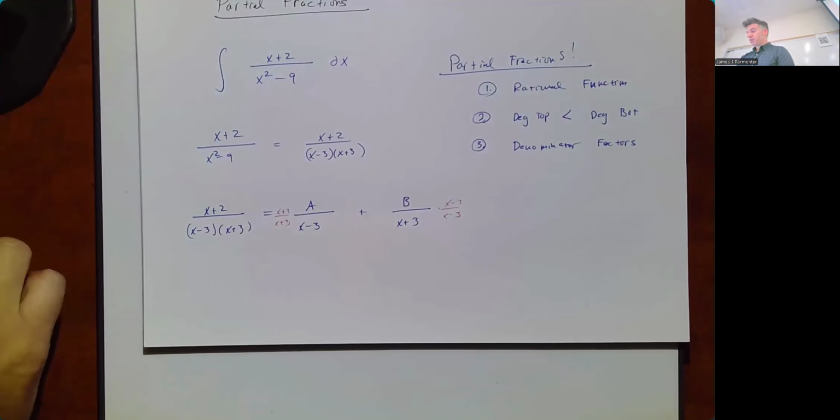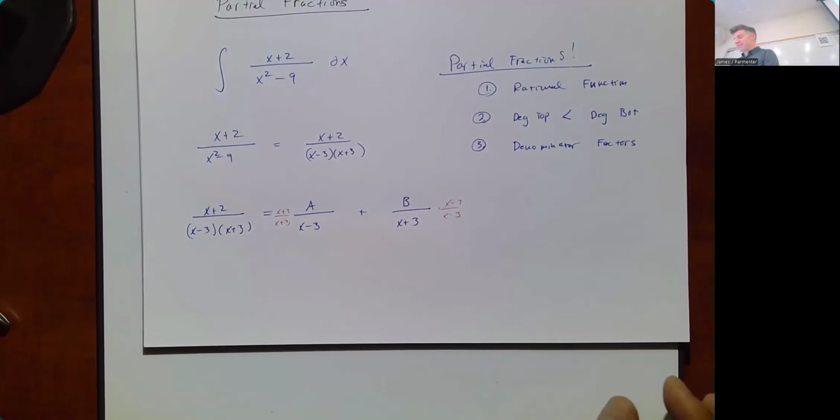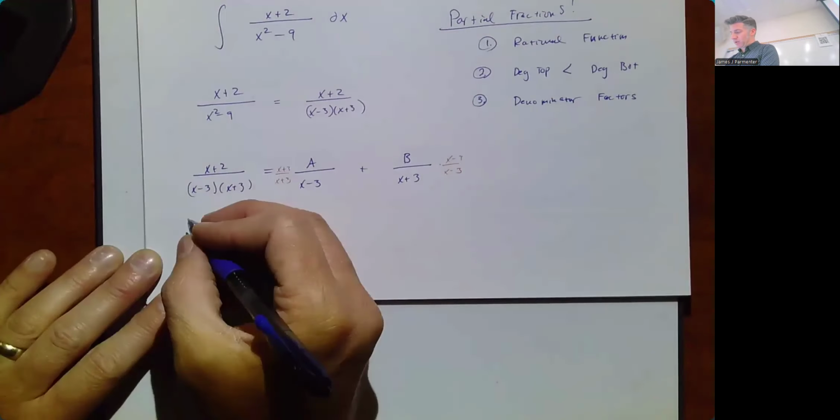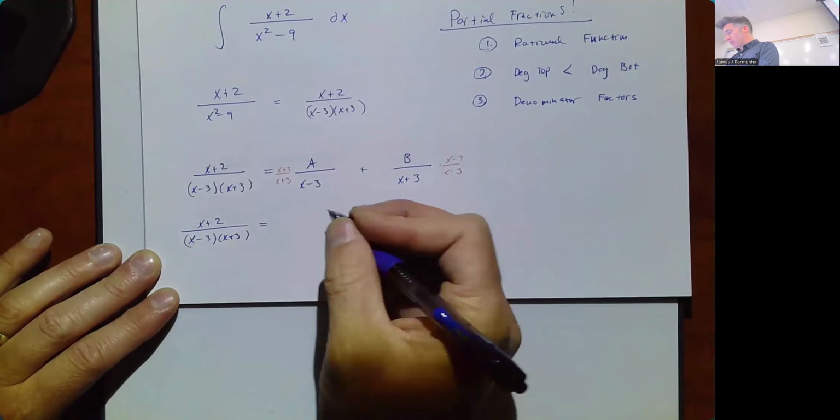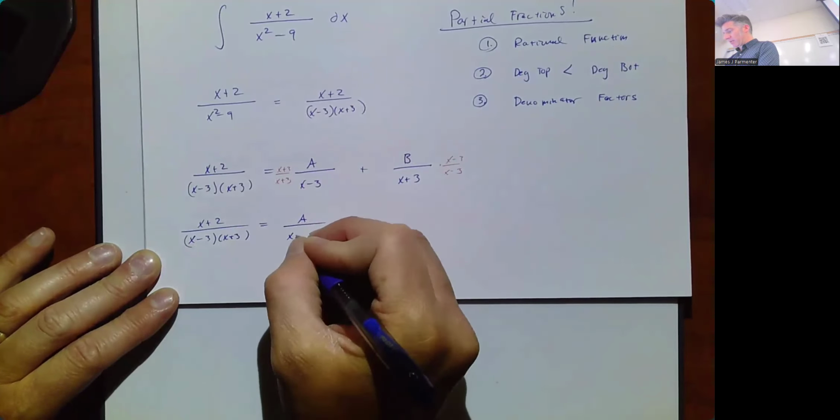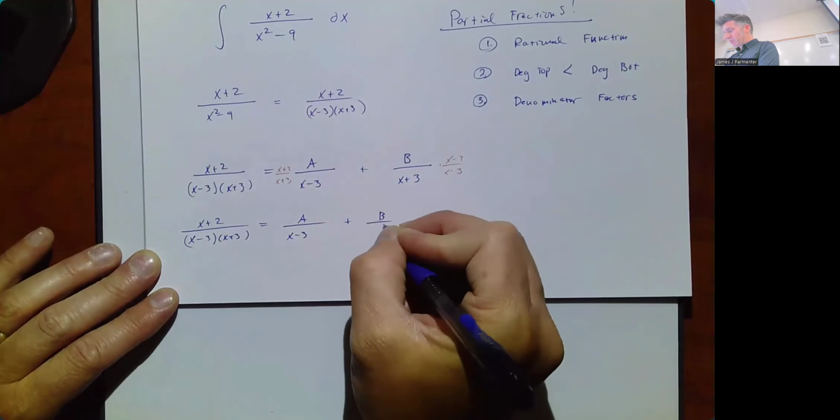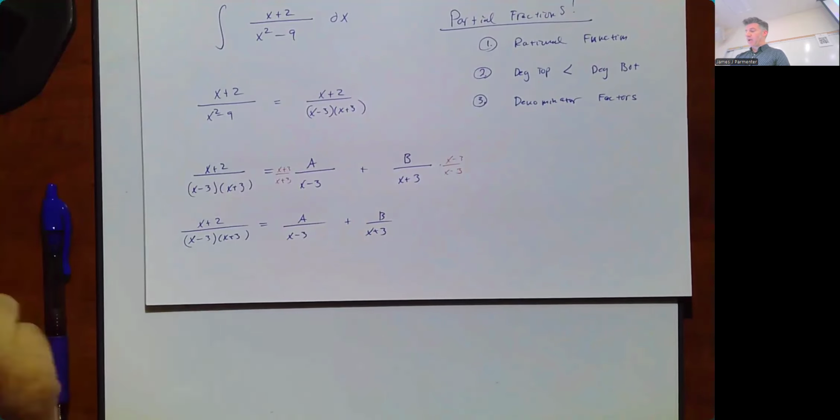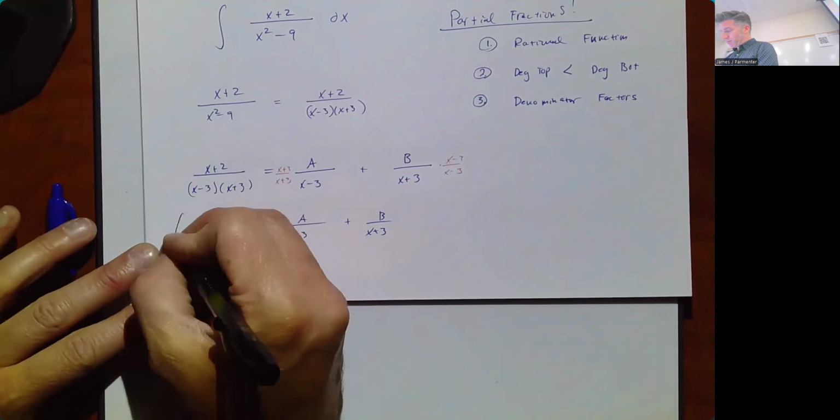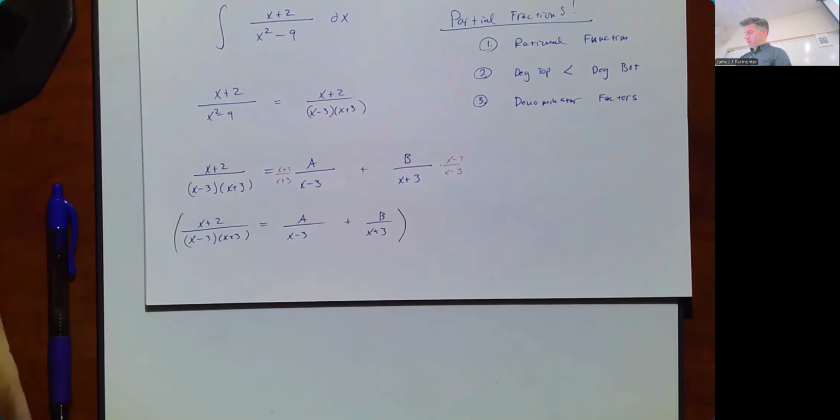So we don't actually do that, though. You could do it that way, but the easier thing to do is to take this expression, x plus 2 over x minus 3 times x plus 3, I should say this equation, equal to A over x minus 3 plus B over x plus 3, and multiply both sides of this equation by the common denominator, which is x minus 3 times x plus 3.